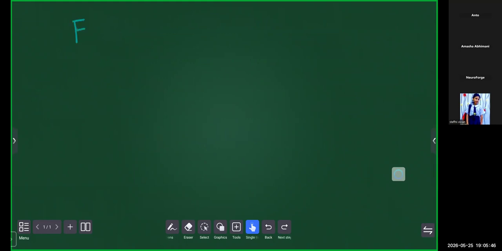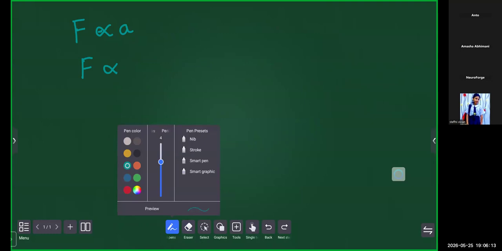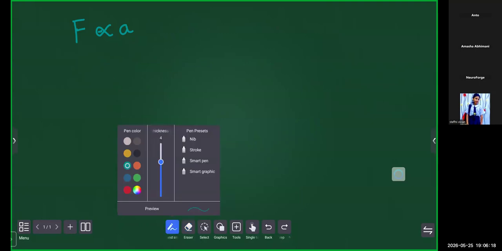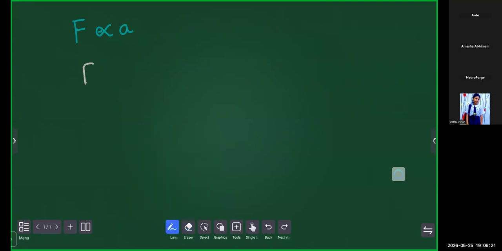F is directly proportional to the acceleration of the moving object. And F is directly proportional to the inverse of the mass, which means the other way around. Here, this M is actually constant. We can write this like F equals ma.